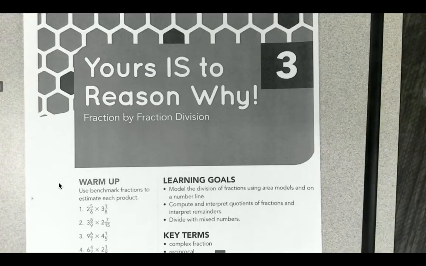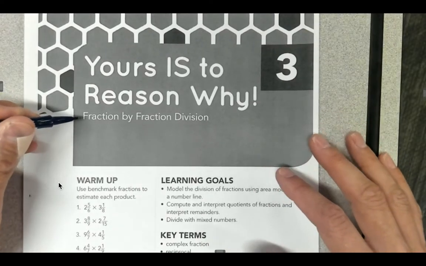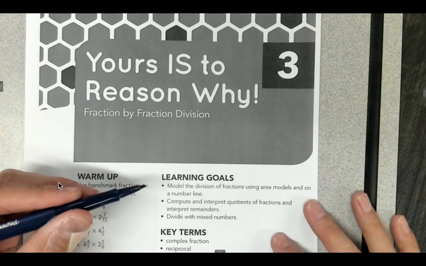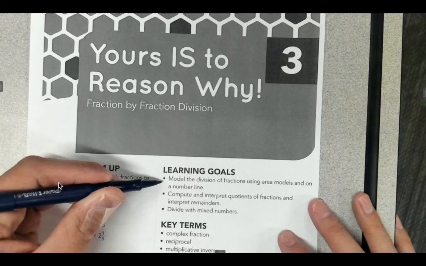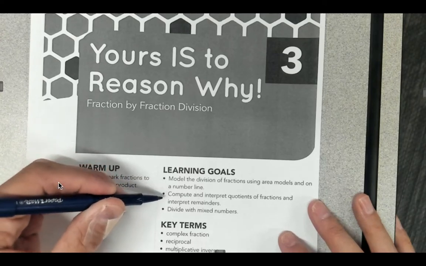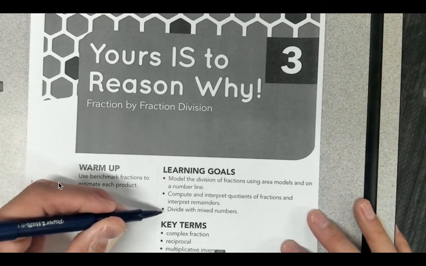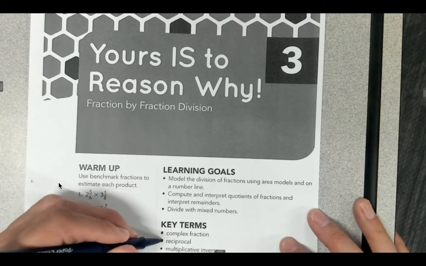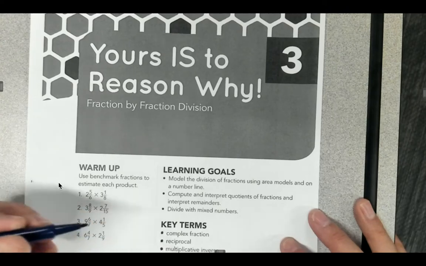All right, so section 3 is "Your Turn to Reason Why," fraction by fraction division, which is what we've been working on. Learning goals here are to model the division of fractions using area models and on a number line, compute and interpret quotients of fractions and interpret remainders, and divide with mixed numbers. Some key terms: complex fraction, reciprocal, multiplicative inverse property.